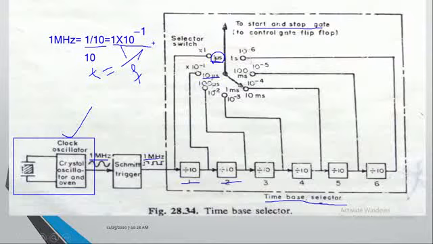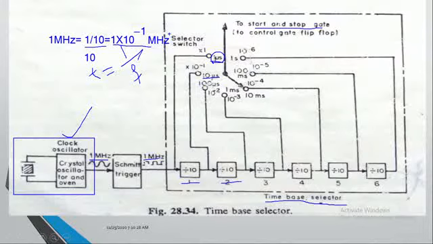If you take the reciprocal of 1 into 10 to the power of minus 1 megahertz, it will come to 10 microseconds. If you go for the mathematical calculation, you will come to know that. It is 1 into 10 to the power of minus 1 megahertz, right?